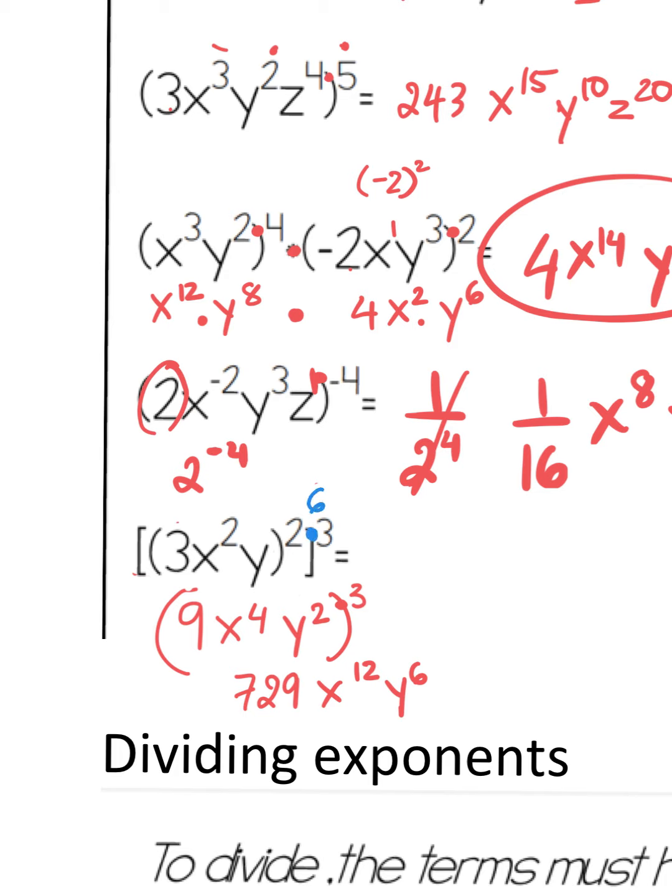So 2 times 3 is 6. Everything right here is raised to the power of 6. So 3 raised to the power of 6, you can put it in your calculator. You have 729. X raised to the power of 2 raised to the power of 6, so 2 times 6, which is 12. Y, 1 times 6 will be y to the 6. So they are the same answer. You can do either way.